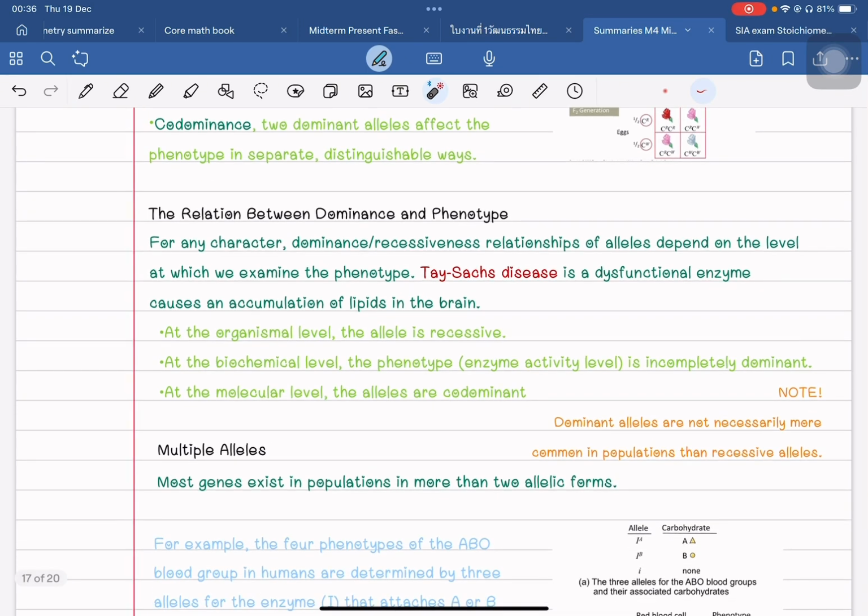And a special note is that dominant alleles are not necessarily more common in populations than recessive alleles.